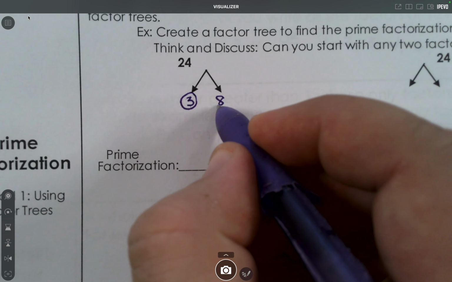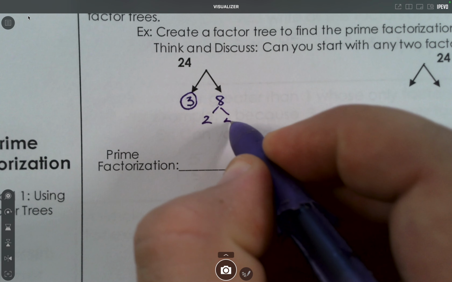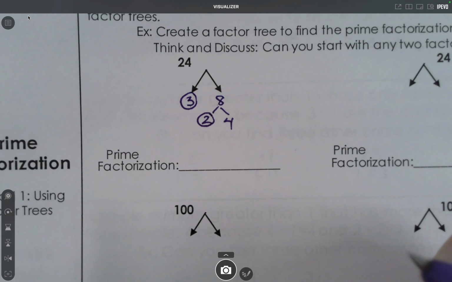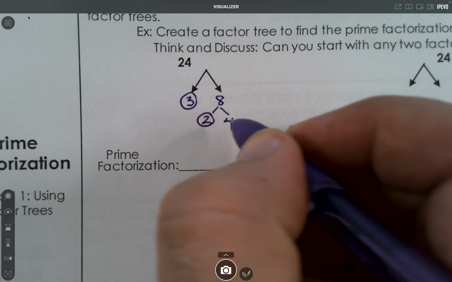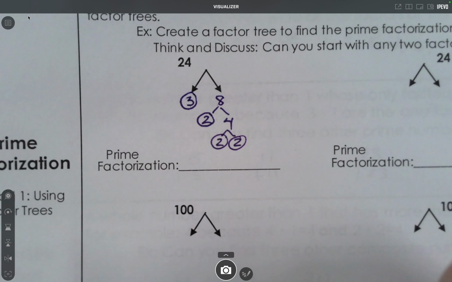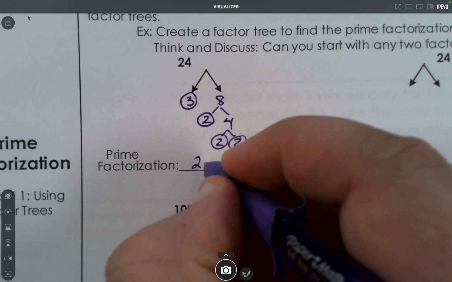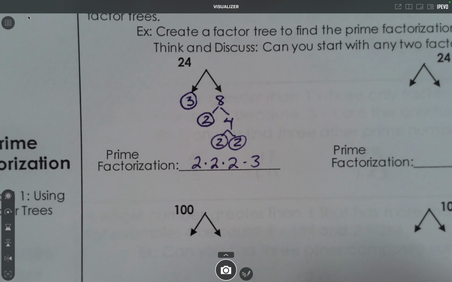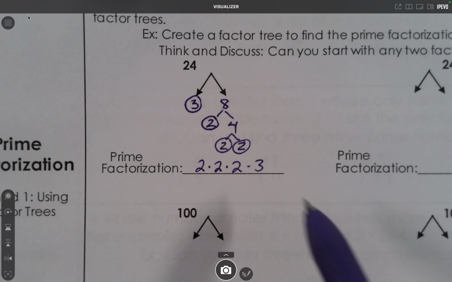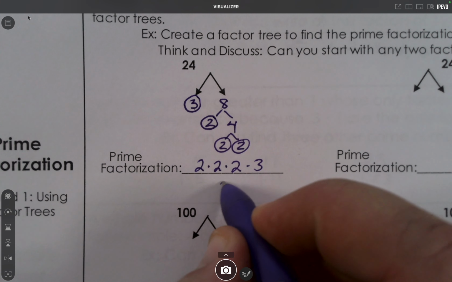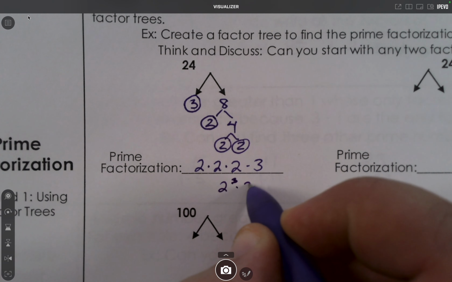Okay, 8 can be separated into 2 and 4. 2 is a prime number, so I'm going to circle it because I don't need to take that any farther. 4 is composite. It's 2 times 2. And those are prime, so we'll stop there. So the prime factorization is 2 times 2 times 2 times 3. And it's normal to put the numbers least to greatest. Or, using exponents we learned yesterday, we could say 2 cubed times 3.